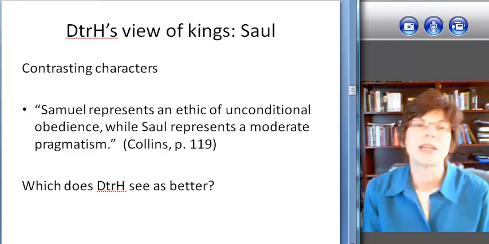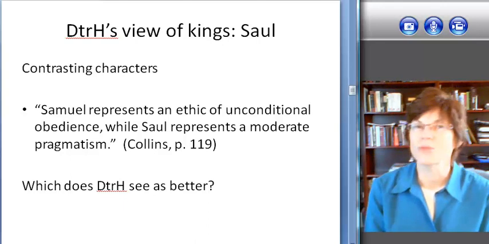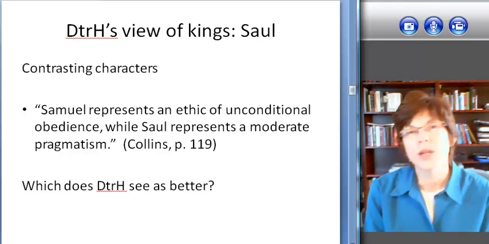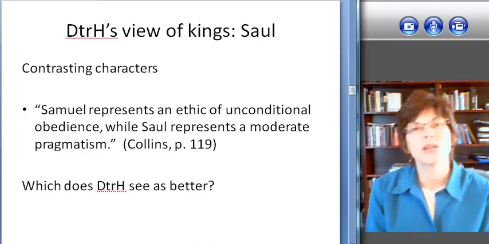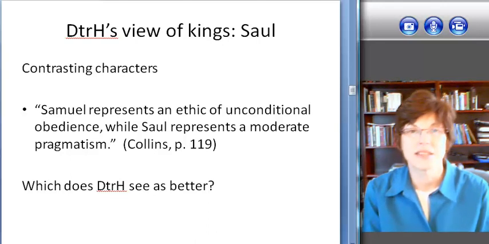Or as we hear in these stories, obedience is better than sacrifice. This perhaps gets you thinking even more about how, for the Deuteronomistic historian, Samuel is shown as the model judge, whereas Saul is shown as incorrect by being a pragmatist instead of following obediently.